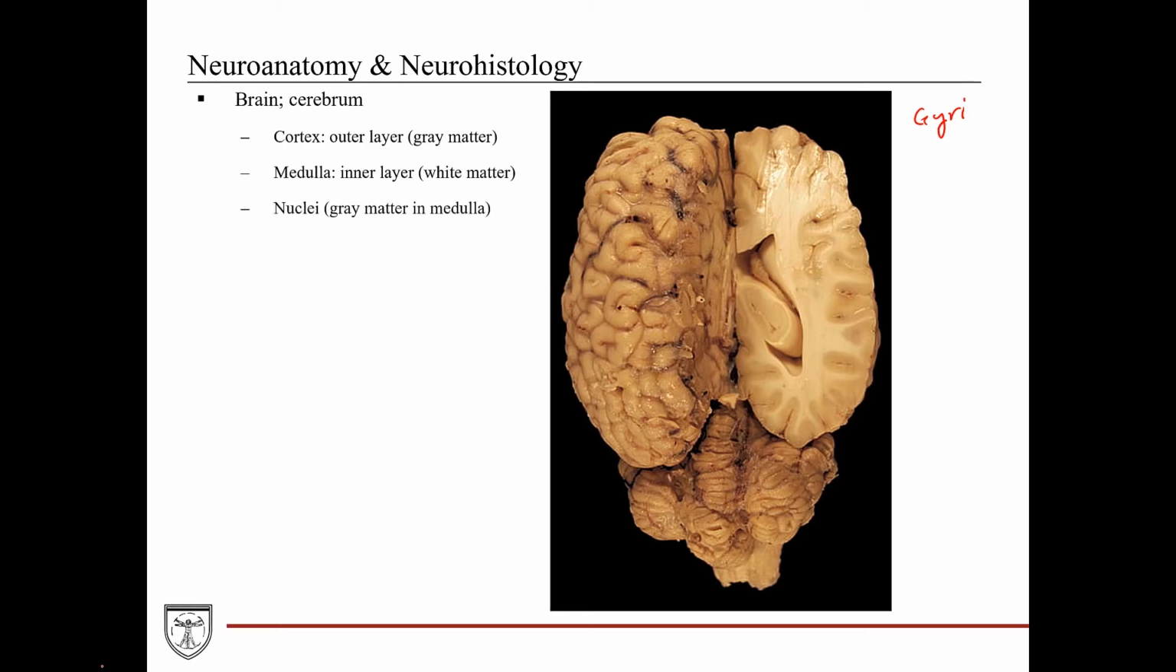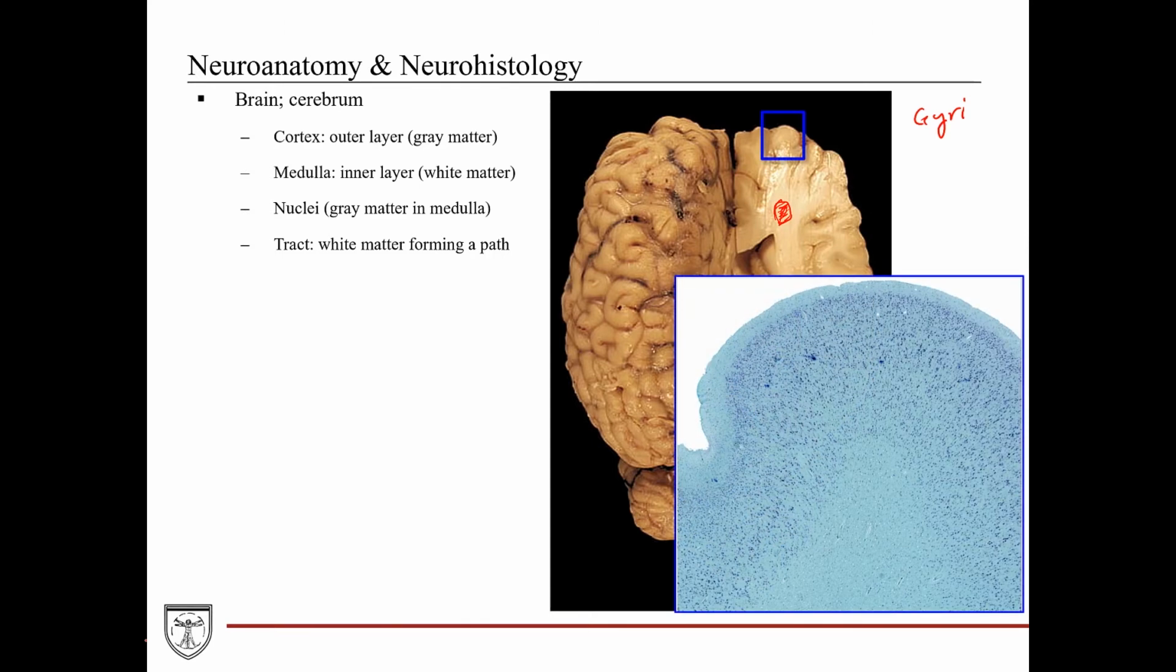Next, we have this concept of nuclei. Now, we're not talking about the nuclei of the cells. We're talking about a collection of gray matter that are stuck within the medulla at the gross anatomical level. So these islands of gray matter within the deeper layer of the cerebrum contain a lot of neuron cell bodies. Hence, they give off this gray color within the medulla. And then we have the tracts, which are bundles of axons running in various directions within the medulla.